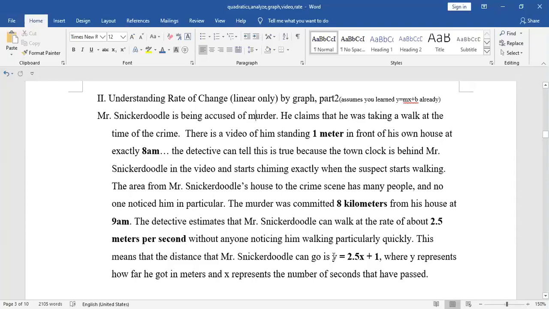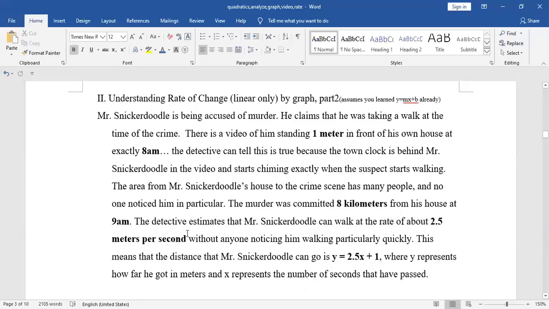Okay, so that means that if I want to know how far Mr. Snickerdoodle went, I can just plug in how many seconds have passed, plug that in for x, and then I can find out how far he's gone at that point in time if I solve for y. Notice that I also see the word rate here. That is indeed your rate of change. So rate of about 2.5 meters per second.